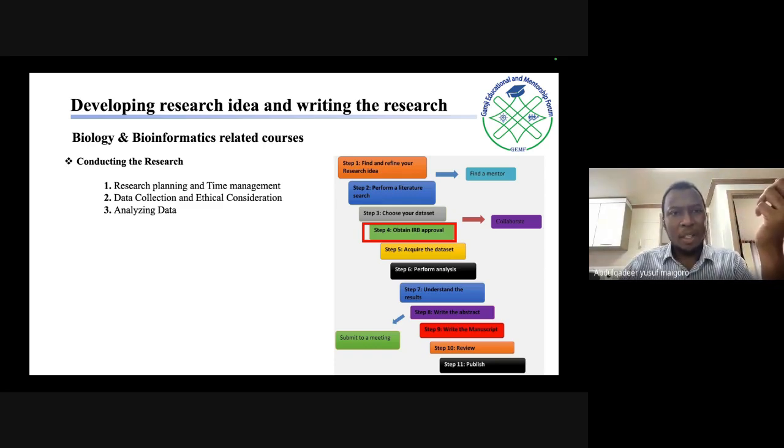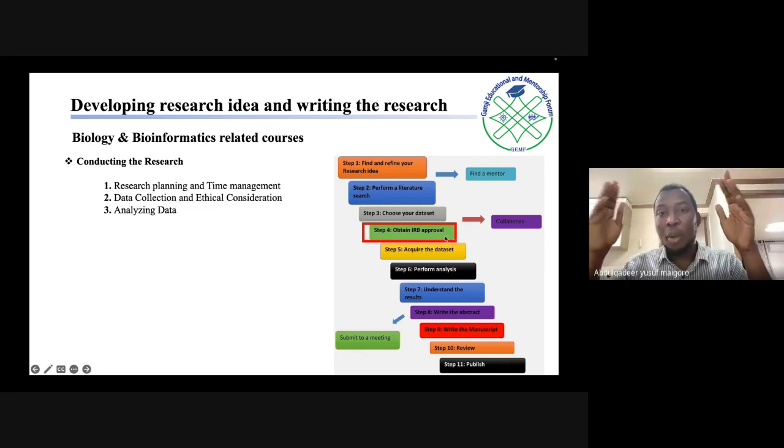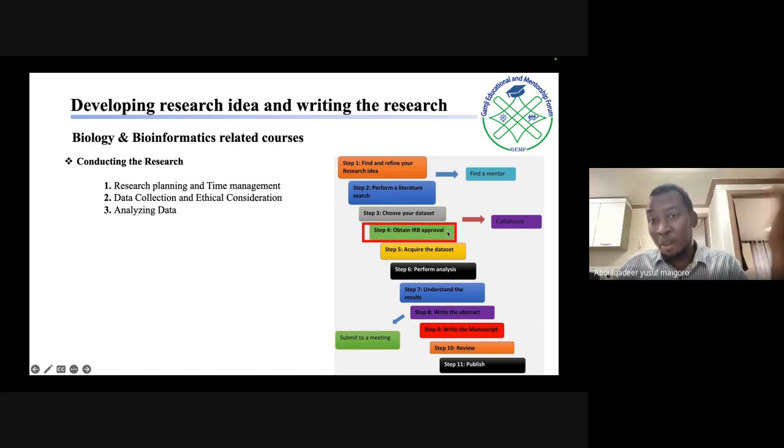So in terms of conducting the research, these are some important steps. I don't want to talk about the first two, but this one, obtaining IRB approval. There are different types of approval. Whenever you are conducting research in biology, at some point you need approval. For example, you are dealing with a virus in your lab, so you need to get approval before you can conduct that kind of research. And your laboratory needs to have that kind of safety level, for example, you call it BSL-1, BSL-2, BSL-3, blah, blah, blah. So you need to check that kind of approval before you can conduct that type of research. If you don't have it, you are not allowed to do it.